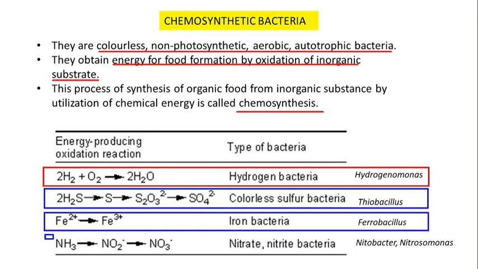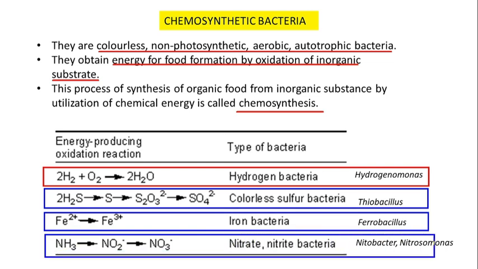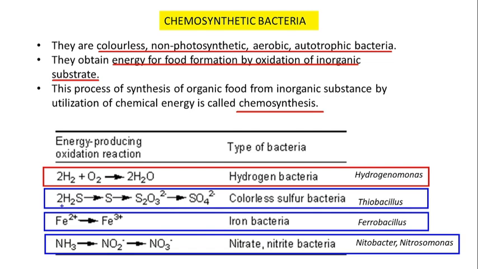In the same way we have another: NH3 gives NO2-, which gives NO3-. So ammonia gets converted into nitrite and nitrite gets converted into nitrate. For example, Nitrosomonas and Nitrobacter. So all these bacteria derive their energy from inorganic substrates. It could be hydrogen, hydrogen sulfide, iron or nitrogen based compounds.